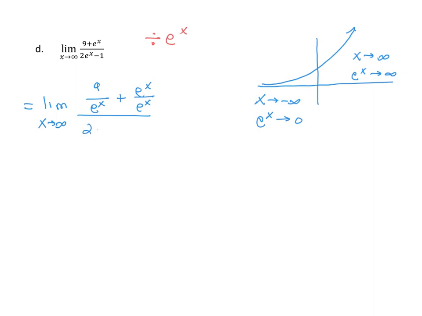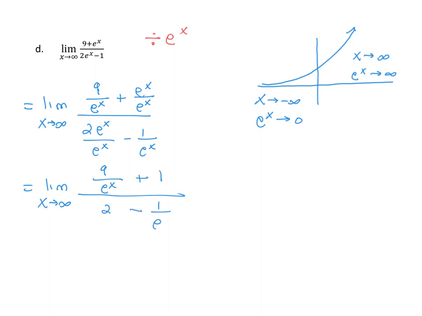In the denominator, I have 2e to the x divided by e to the x, minus 1 divided by e to the x. We can simplify it. This is the limit as x approaches infinity of 9 over e to the x plus 1, and then we have 2 minus 1 over e to the x. Okay, so we're getting close.